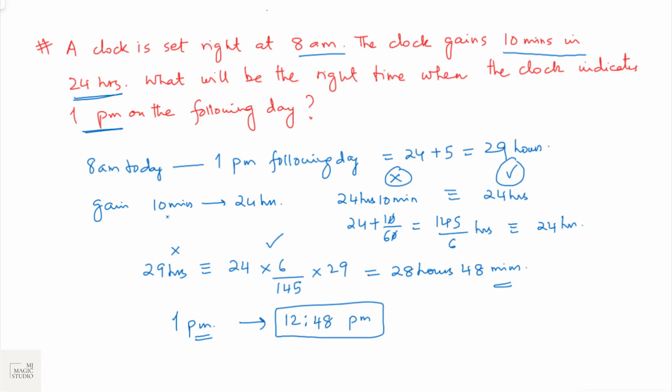Or, 10 minutes in 24 hours, it's gaining. It is showing 29. Then how much is the gain? You will get the gain of 12 minutes. You can deduce it. Any unitary method is fair enough till the time you understand that.